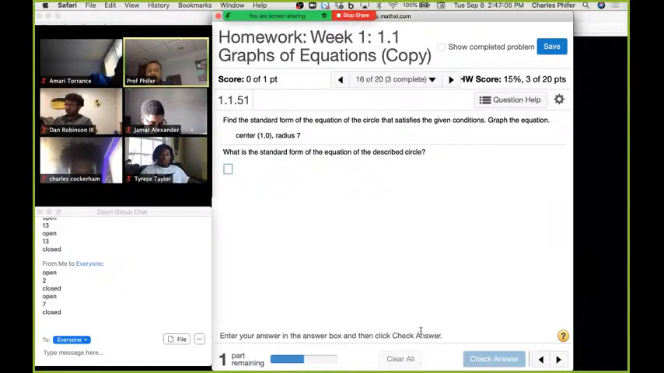Find the standard form of the equation of the circle that satisfies the given conditions. Graph the equation. It has this center and this radius. Okay. Let's write this one out. So this is question 16 from section 1.1. Standard form of the equation of a circle with the center is 1, 0, and the radius is 7.